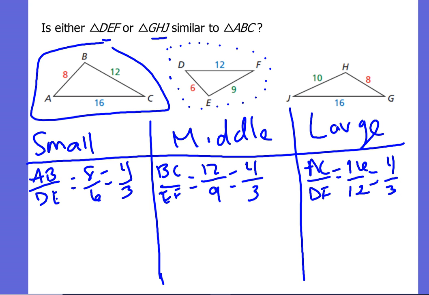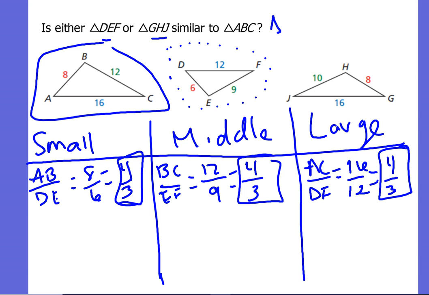So what does this mean? Since each of these equal each other, I can say that by the side-side-side similarity theorem, these are similar triangles. Okay, so these two right here are similar triangles. ABC is similar to DEF. So I'm going to write that down. Triangle ABC is similar to triangle DEF.